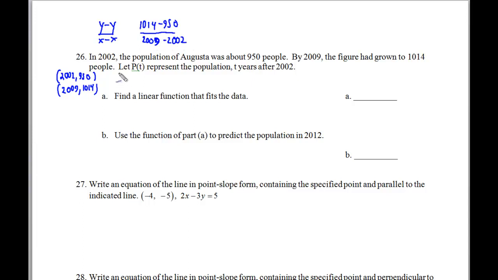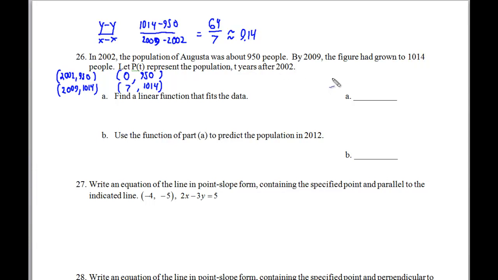Now, an alternative set of points that you could use here, which might actually help you with the calculator work, is 0, 950, and 7, 1014. Because t is going to be the years after 2002, so 0 is going to be our 950, and 7 is going to be our 1014. The slope is going to be exactly the same. Our numerator would be 64, and our denominator would be 7, because whether I use 2009 and 2002, or 0 and 7, there's still a difference of 7 years between our two x values. This gives me a slope of approximately 9.14, and we'll round to 2 decimal places.